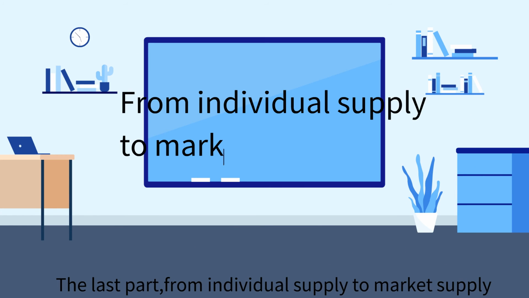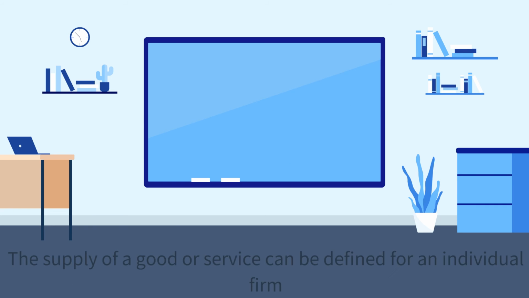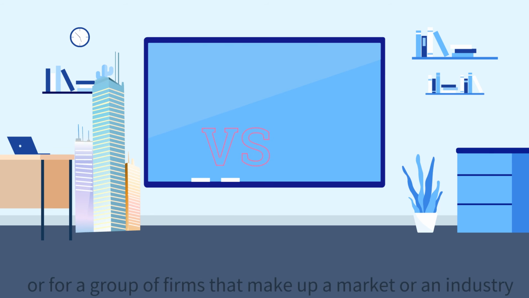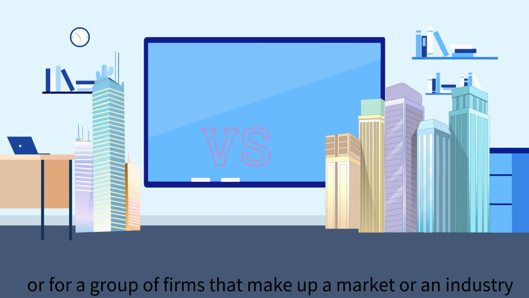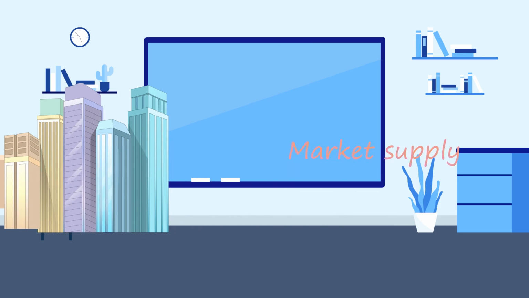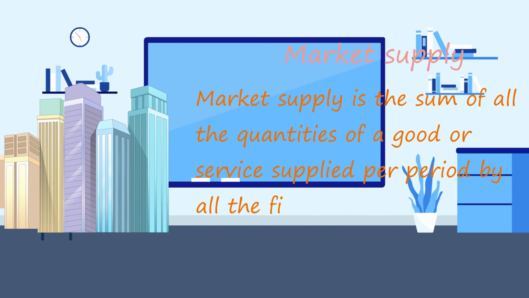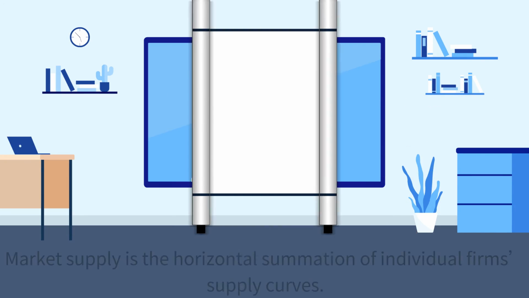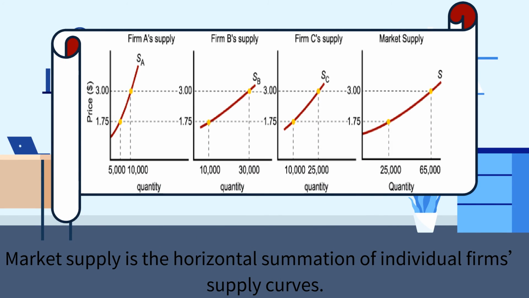The last part, from individual supply to market supply. As we all know, the supply of a good or service can be defined for an individual firm, or for a group of firms that make up a market or an industry. Market supply is the sum of all the quantities of a good or service supplied per period by all the firms selling in the market for that good or service. And the market supply is the horizontal summation of individual firms' supply curves.